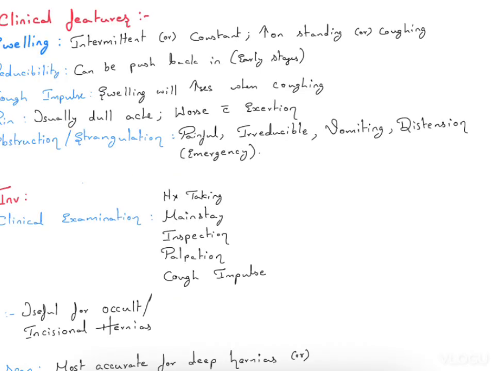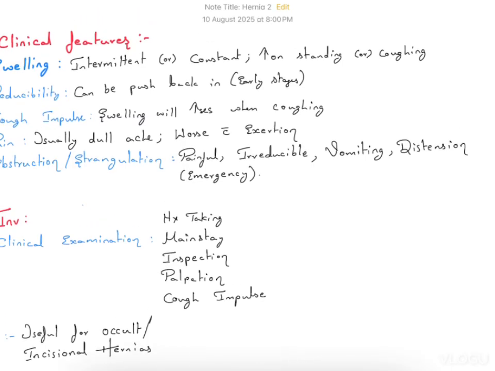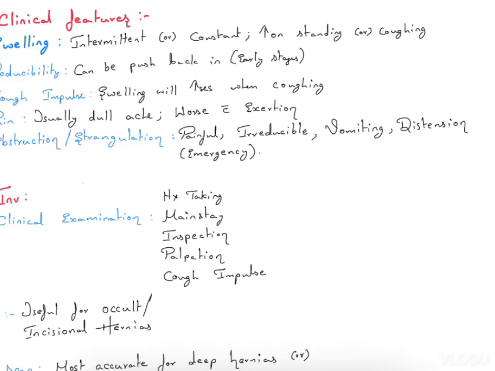Next we can see some clinical features, mostly symptoms, that is groin swelling. This is the most common symptom. The swelling appears when the patient is standing, coughing and straining. The swelling disappears when the patient is lying down, on reduction. Intermittently, based on movements, it will reduce and increase, or it is constant, or increased on standing and coughing. Next, reducibility: it can be pushed back in early stages.